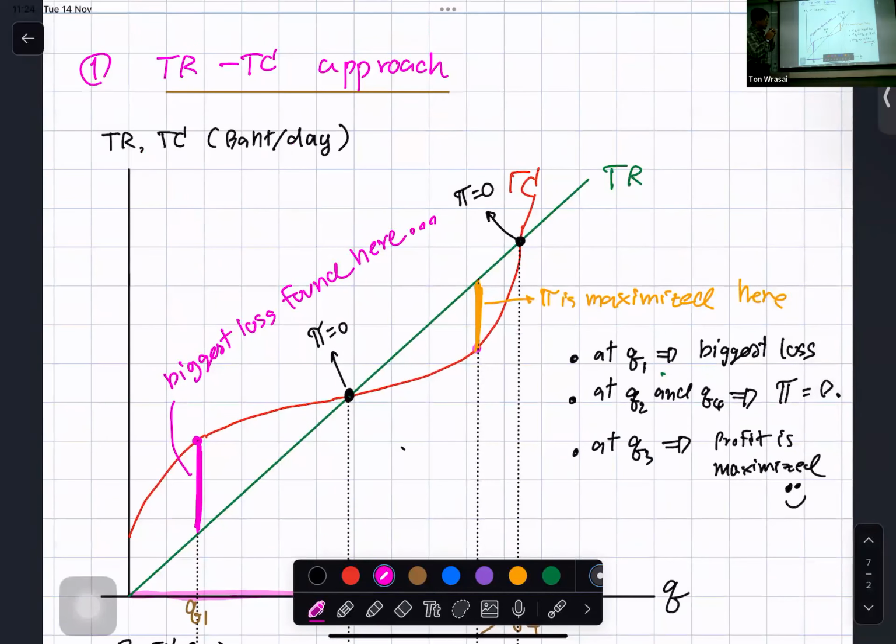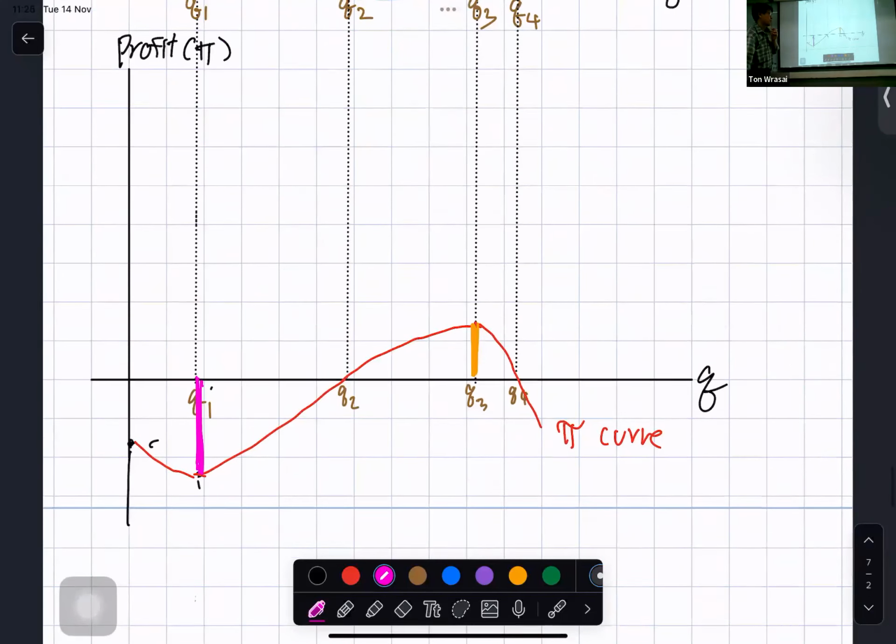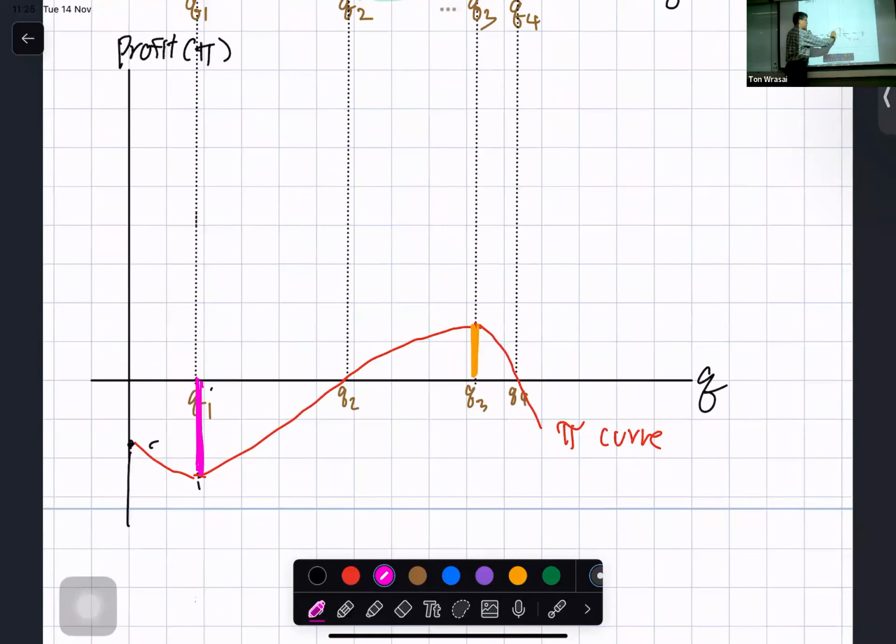So to summarize, the TR-TC approach suggests that to find the maximum of the profit, which level of output, we try to find the biggest gap between revenue and cost. In this diagram, we found it here when we produce Q3. And consistent with the profit curve, it's the place where the profit mountain hits the peak of the mountain.